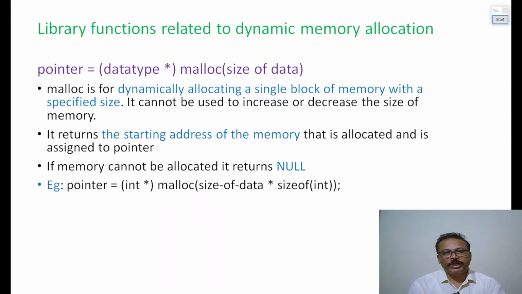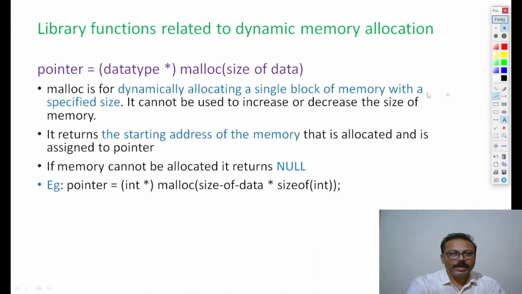Library functions related to dynamic memory allocation. So we discussed that memory can be allocated dynamically. How? What are the library functions? There are four library functions which are used for dynamic memory allocation. So the first one is called as malloc. Here you can see this is the syntax. Malloc is for dynamically allocating a single block of memory with a specified size.